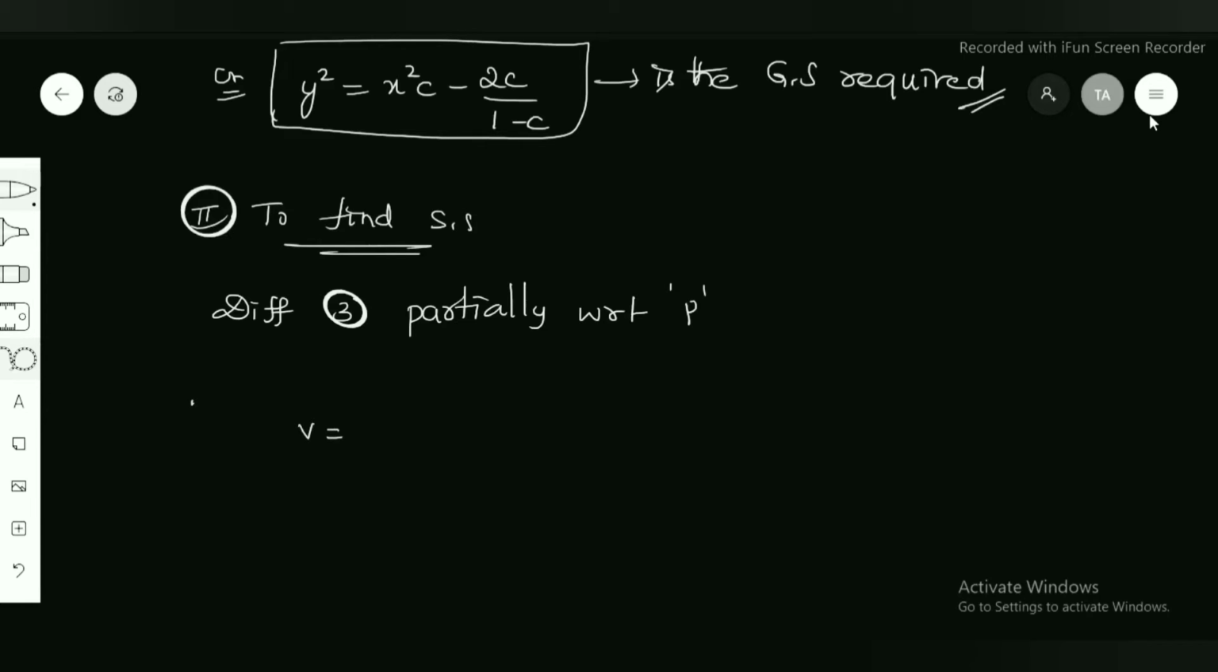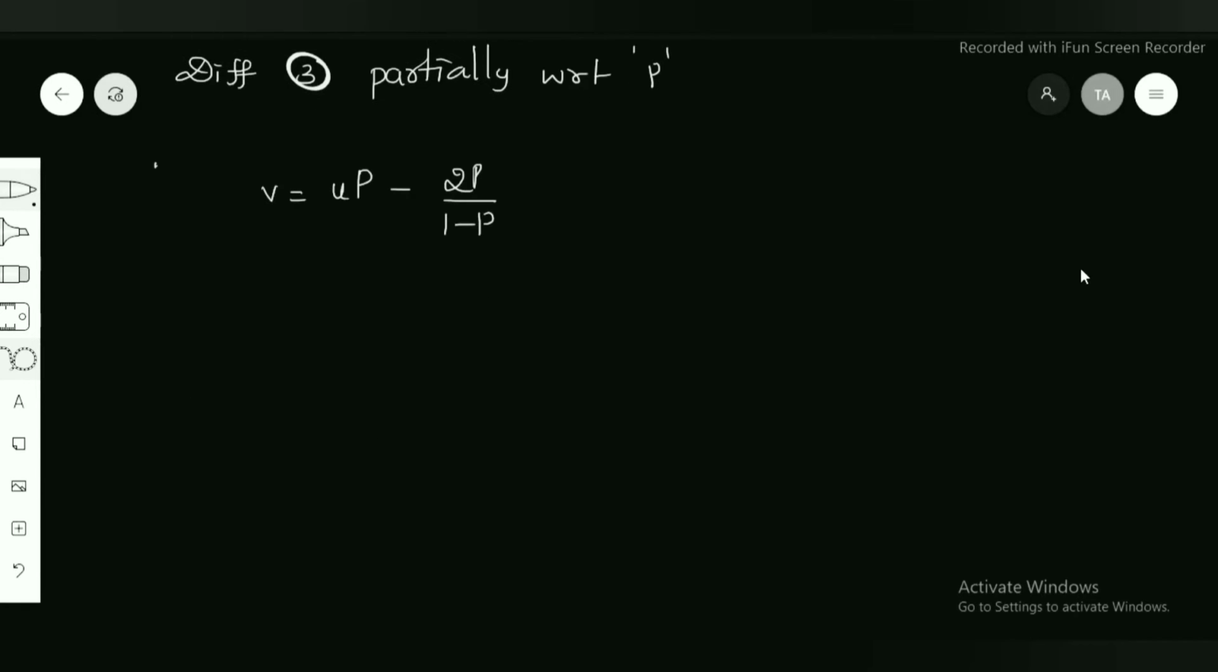v is equal to up minus 2p by 1 minus p. Let us differentiate this equation partially with respect to p. LHS will be 0, u will be constant, differentiation of p is 1, minus 2 is kept outside.